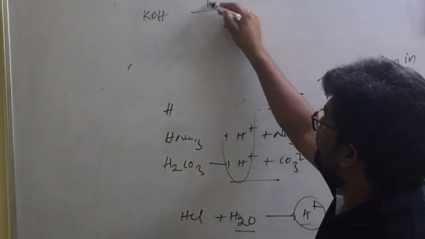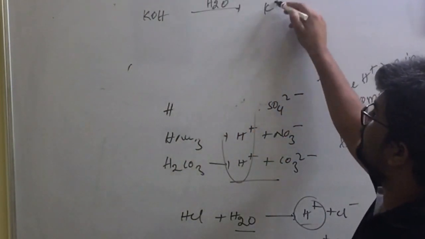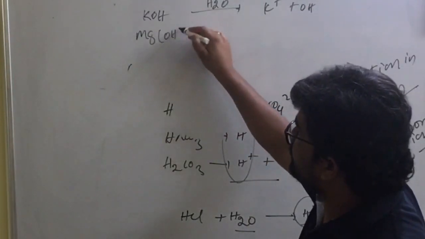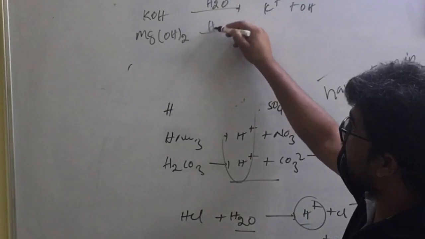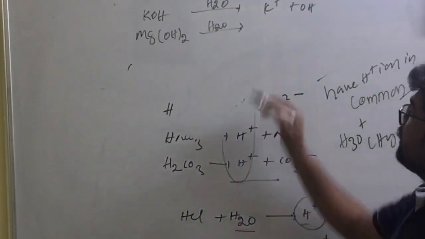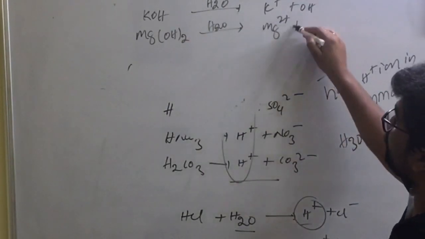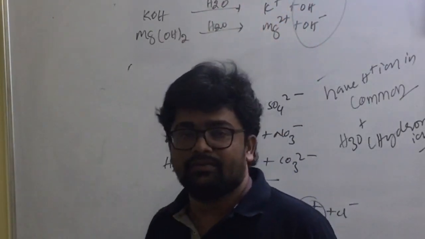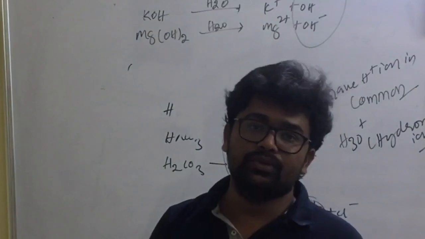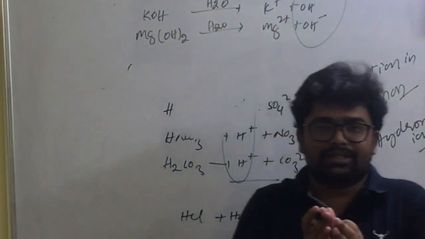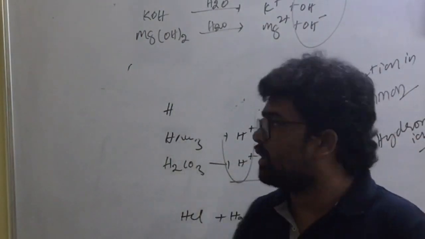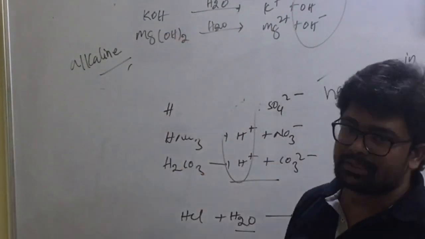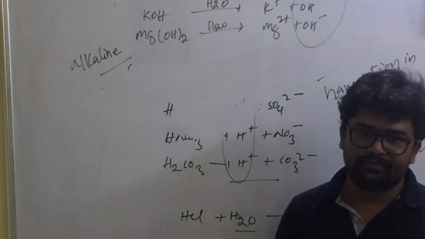KOH, in presence of water, dissociates into K plus and OH minus. Mg(OH)2, magnesium hydroxide, when it is mixed with water, dissociates into Mg2 plus and OH minus. Means all the bases have OH minus ions in common. Any base which is dissolved in water, we call it an alkaline solution.